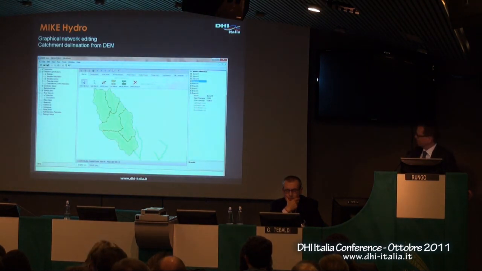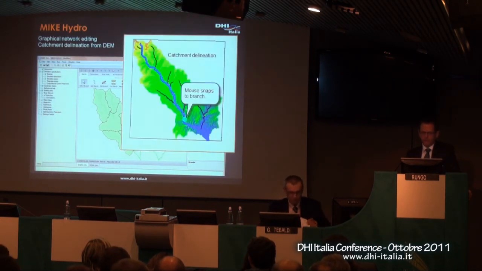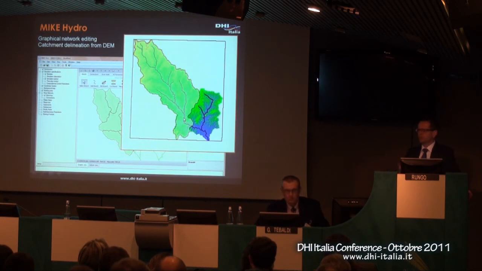This is just a few screen dumps here showing what some of the editing features will look like. This is how you can work with graphical editing of river networks. Zooming into a particular catchment here, then a typical task is that you have to delineate your catchments, and if you have a digital elevation model available, it's just a matter of bringing that in as a background layer and clicking at a particular location on the network, and then it will delineate the catchment. So there will be very GIS-looking features in MIKE Hydro.